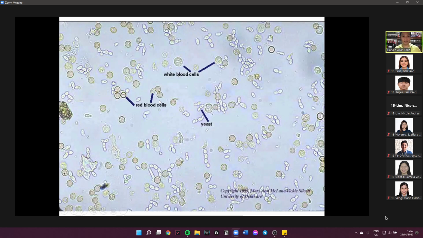So you have your white blood cells, you have your red blood cells here. You could even observe for yeast infection. So maybe our patient has candidiasis.